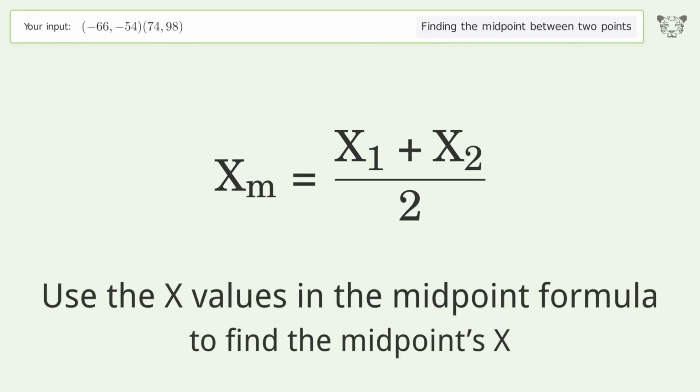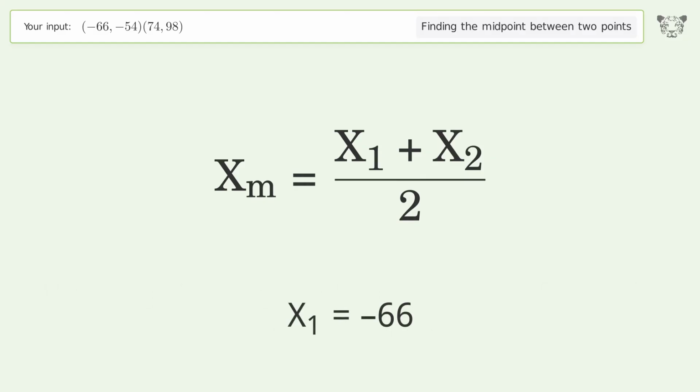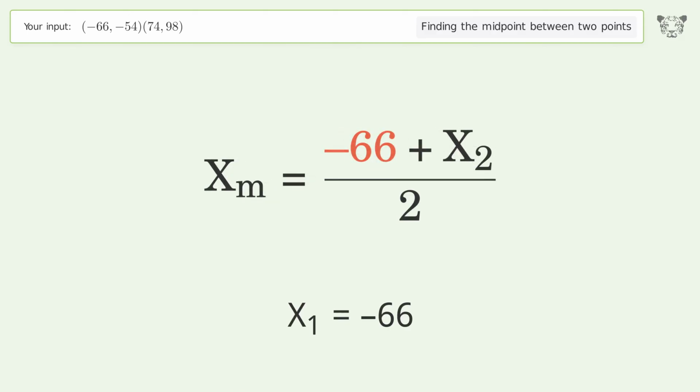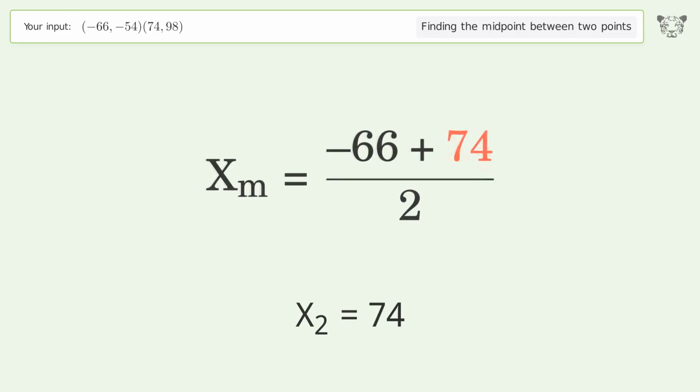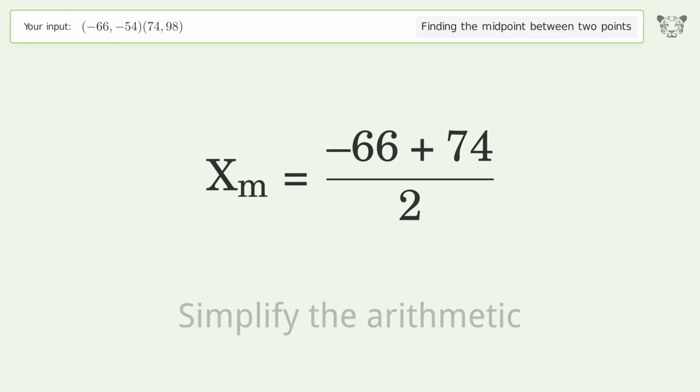Use the x values in the midpoint formula to find the midpoint's x. x1 equals -66. x2 equals 74. Simplify the arithmetic.